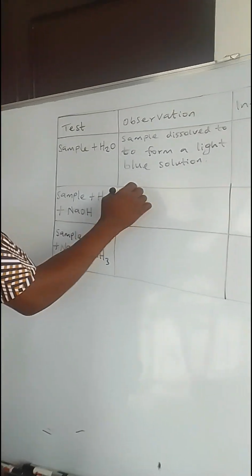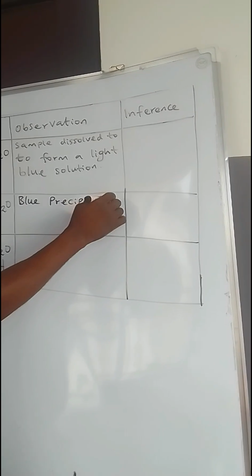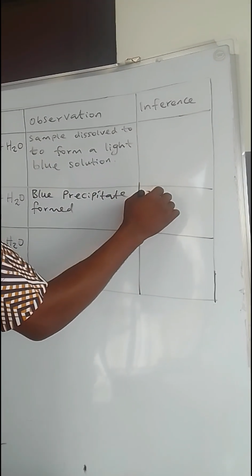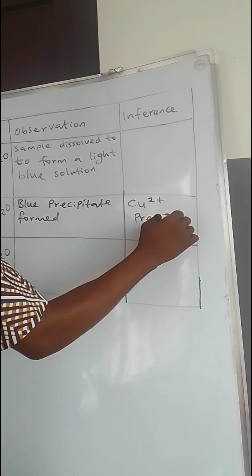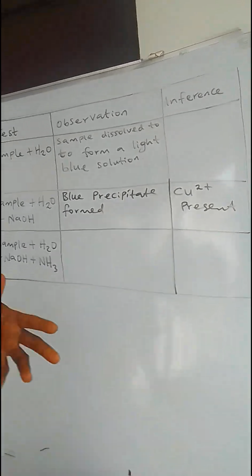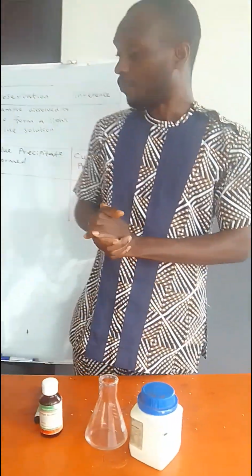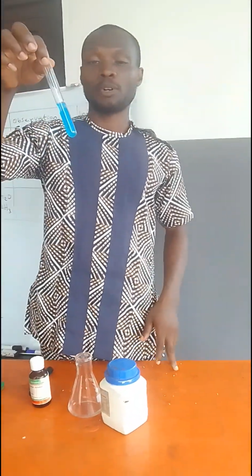Blue precipitate formed. Cu2+ present. Now, for us to confirm the tests, we have to add ammonia to this precipitate.